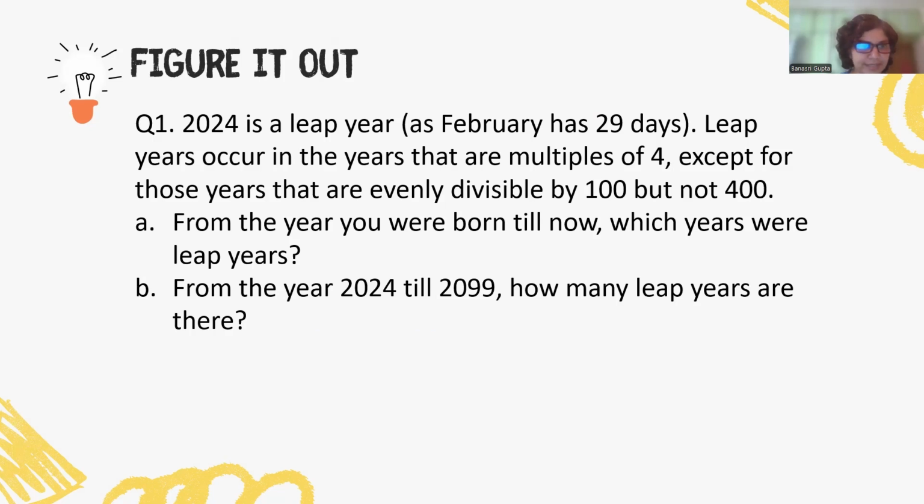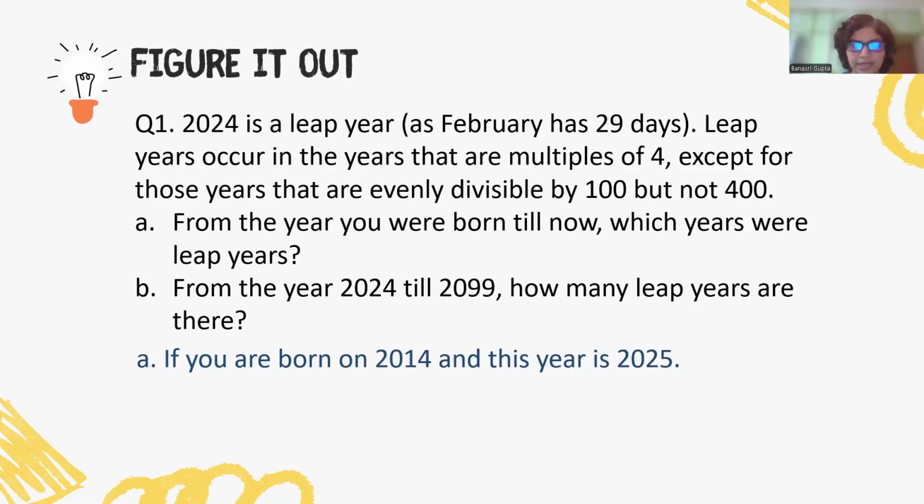So let's see part A. From the year you were born till now, which years were leap years? Suppose you are born in the year 2014 and this year is 2025. Then it is easy to see the leap years because very few years are in between. So 2016 is a leap year because 2016 is divisible by 4. 2020 and 2024 are leap years. All these 3 years are leap years.